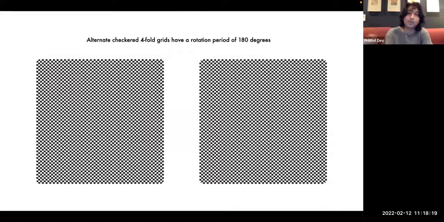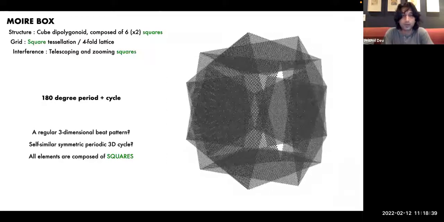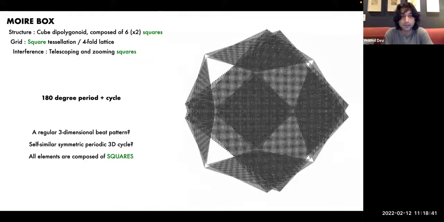And what happens when one uses alternate checkered? Oh, by the way, I have a physical structure of that, but I guess I'll show that after the presentation. But here we have alternate checkered fourfold grids. So when one overlaps both of these, it's just completely black and opaque, because here we have the Moire box with a 180-degree period and cycle.